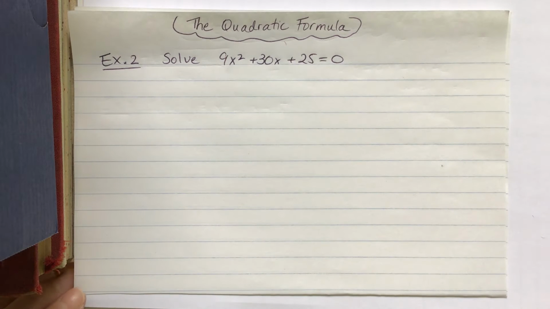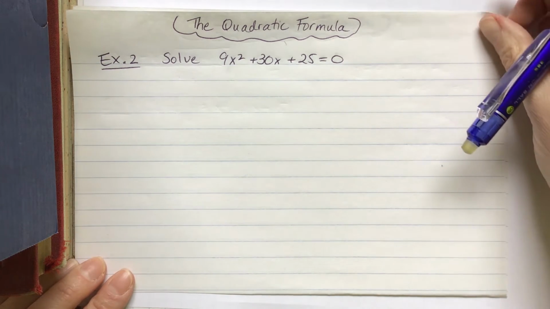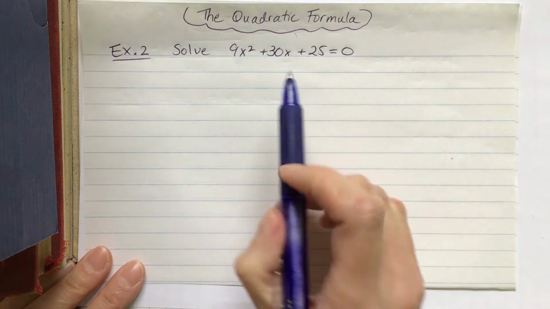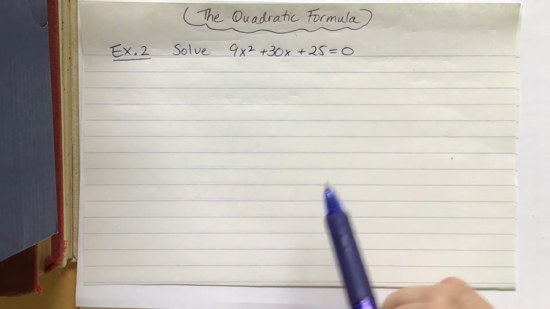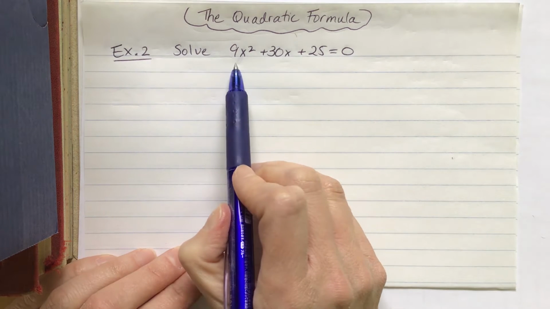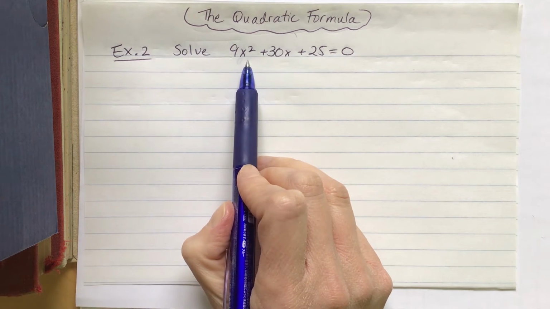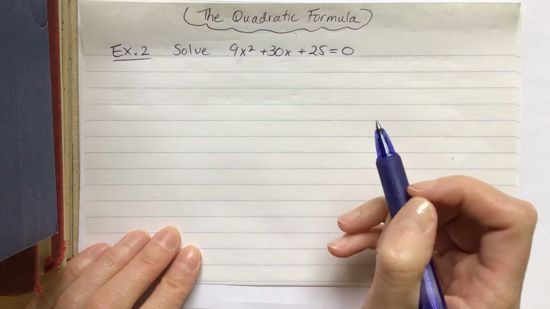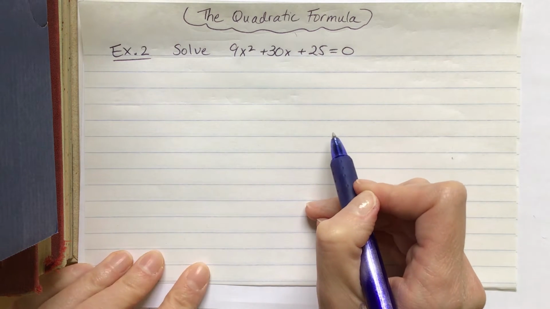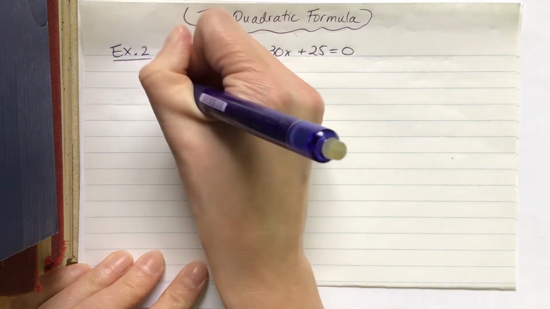Let's move on to our second example using the quadratic formula. And you'll notice that I've written the quadratic equation in a bit of a different form this time. Instead of y equals, I've set it equal to 0. We're going to be solving 9 times x to the power of 2 plus 30x plus 25 is equal to 0. So again, we're going to start off by writing our quadratic formula.